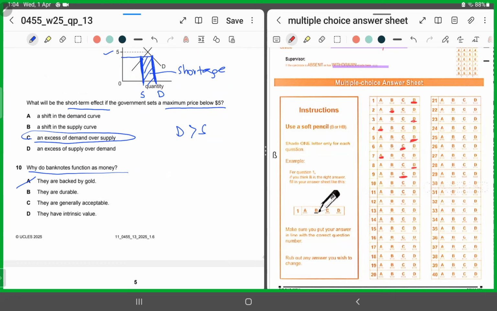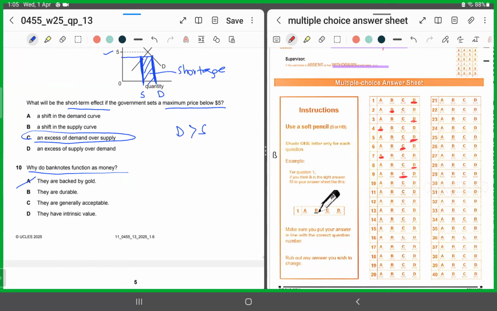It cannot be B because they are durable, but it's not the reason why banknotes function as money. They have to be accepted for exchange for goods and services. That's what makes money money. That's what makes banknotes function as money.